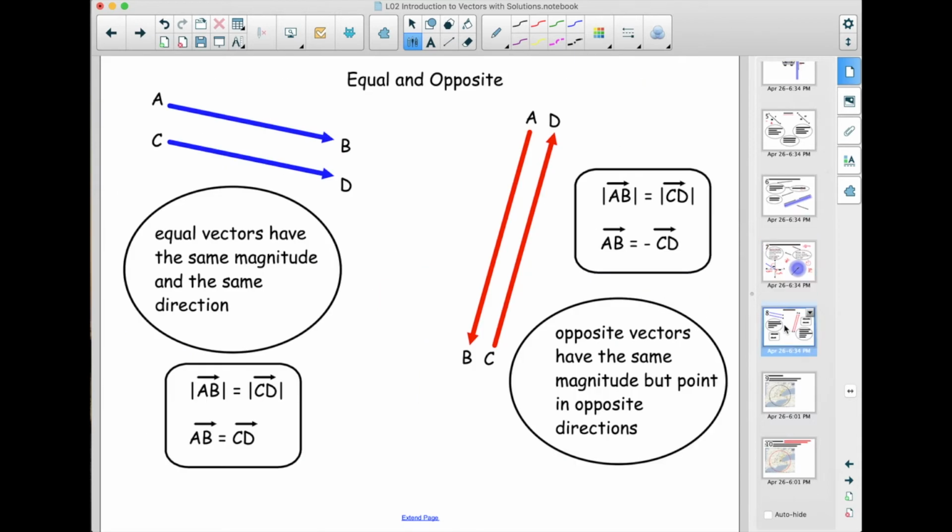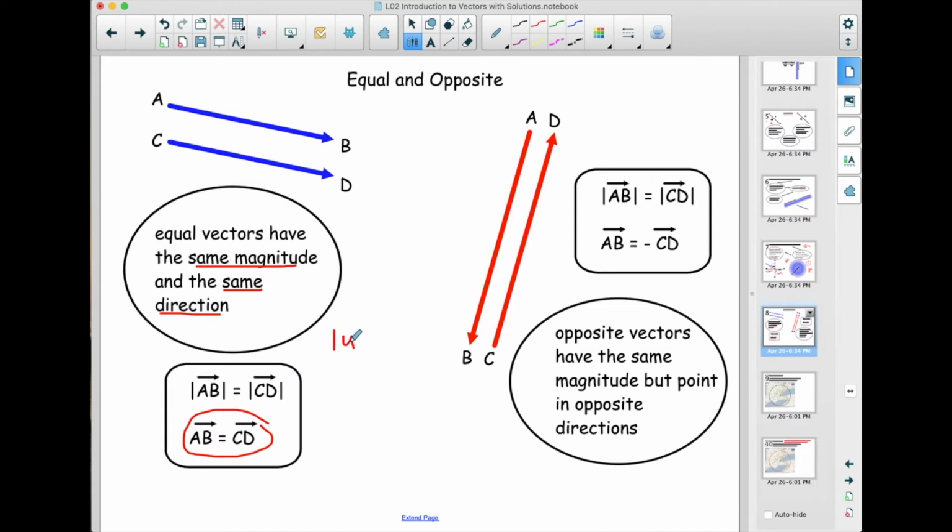More definition-type stuff: equal and opposite vectors. Equal vectors will have the same magnitude and the same direction. So vector AB is equal to vector CD, and notice the magnitude of vector AB equals the magnitude of vector CD. Now this is sufficient. If we just say that vector AB is the same as vector CD, i.e. they're equal vectors, then that implies their magnitudes are equal.